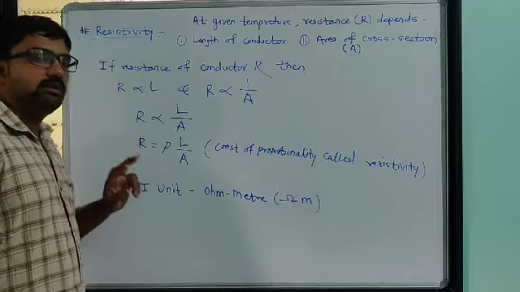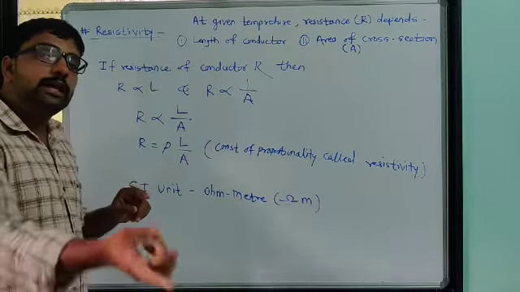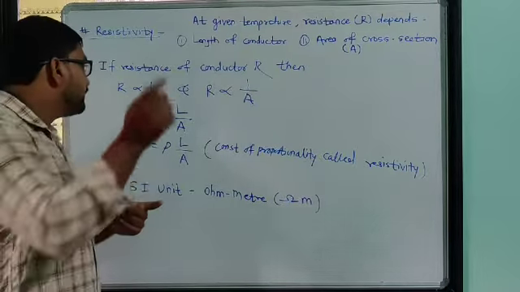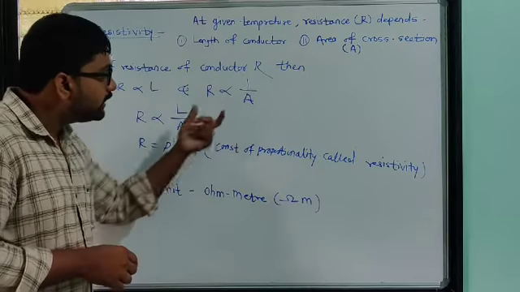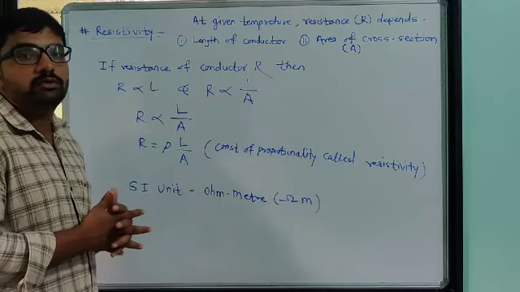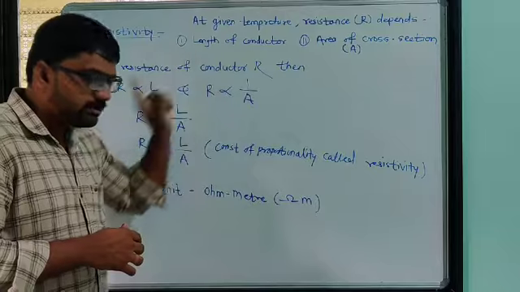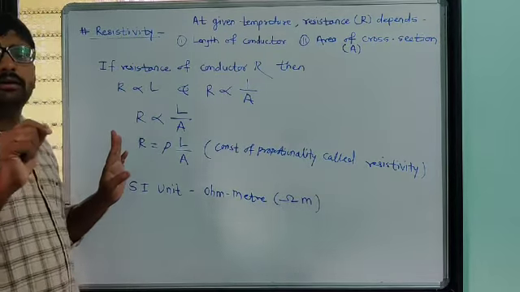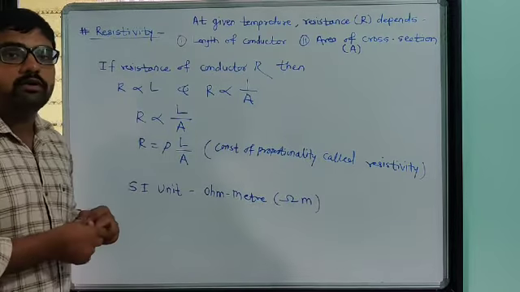And in a direct relation, what happens? If we increase length, then resistance will increase. If we increase one term, then the other term will increase. If we decrease one term, then the other term will decrease. But in the inverse relation, what happens? The opposite effect is shown on the two terms. If we increase one term, then the other term decreases. So resistance has an inverse relation with the area of cross section.